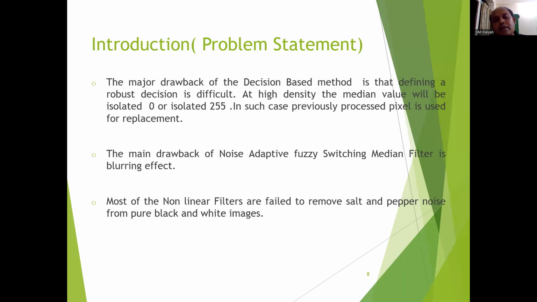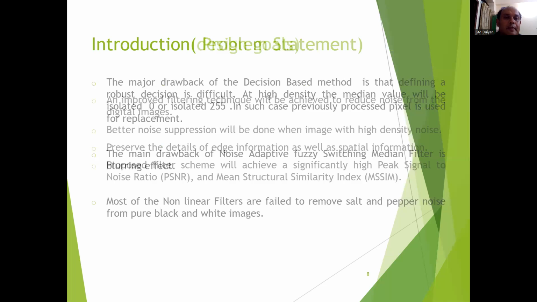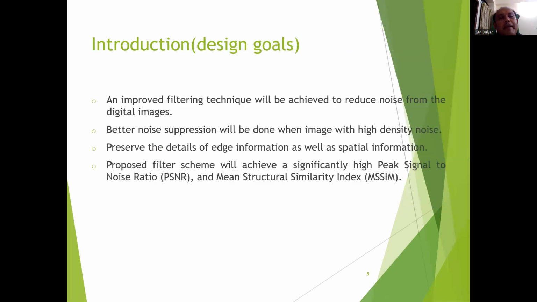In the fuzzy median filter, it produces a blurring effect while removing high density of noise. Most of the nonlinear filters fail to remove salt and pepper noise from pure black and white images. So our design goal is that our improved filtering technique will reduce high density of noise from digital images. Better noise suppression will be done, the details of image information will be preserved, and we will have high peak signal to noise ratio and mean structural similarity index.